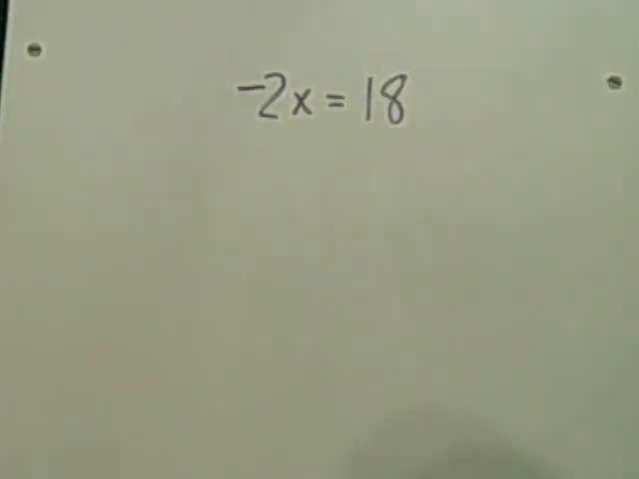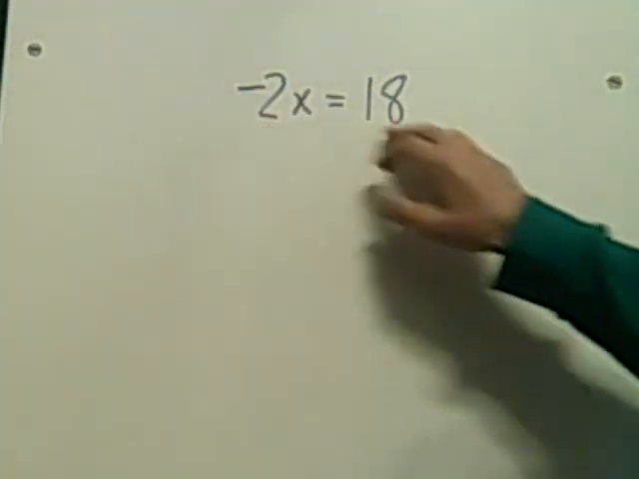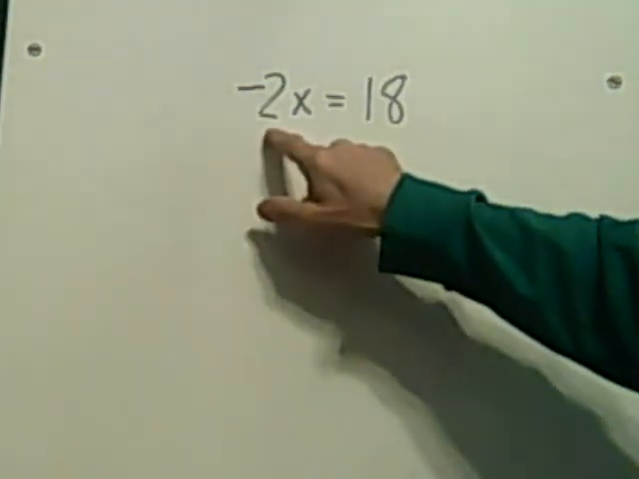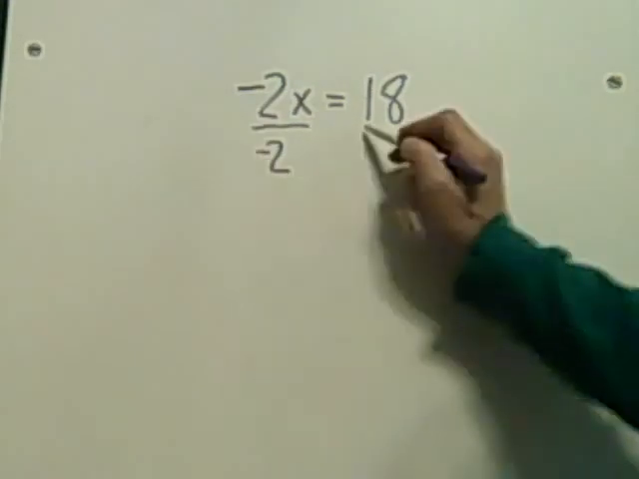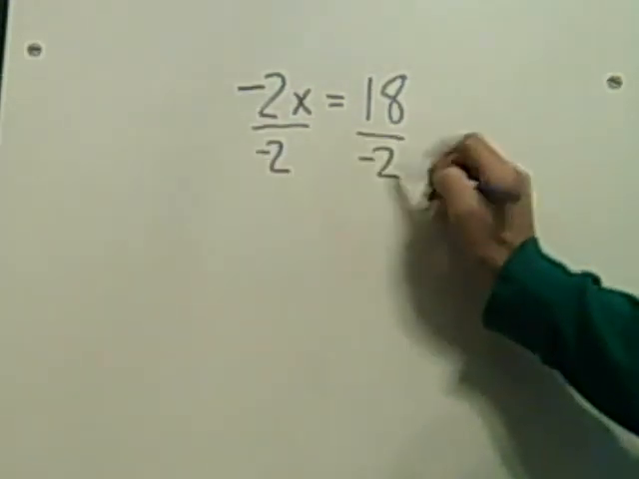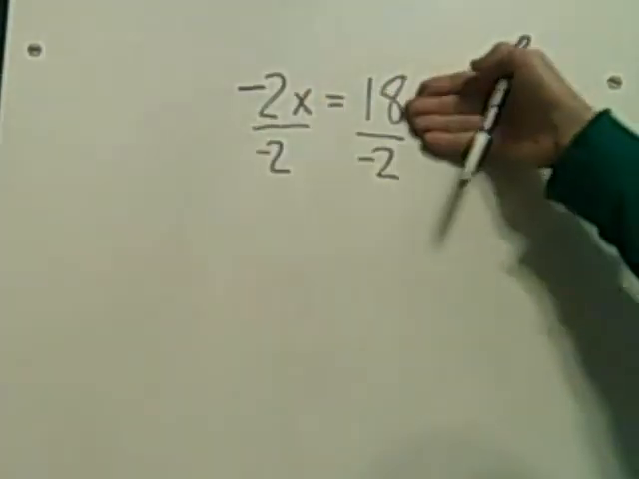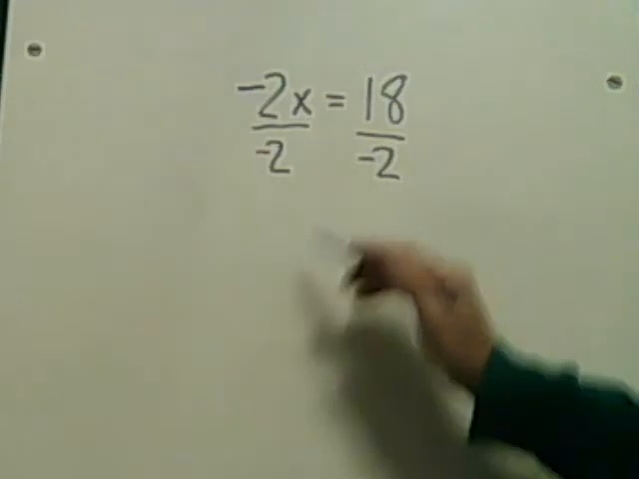Okay, well, the way you do it is you divide the right-hand side and the left-hand side by the same quantity. And the quantity that you're going to want to use here is the -2. Divide this side by -2. You divide this side by -2. This now cancels out, and you have x equal to 18 divided by -2. Okay?